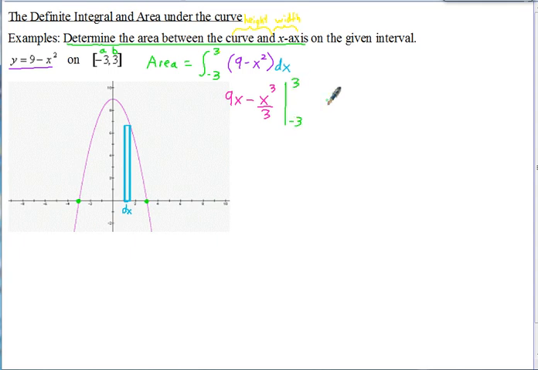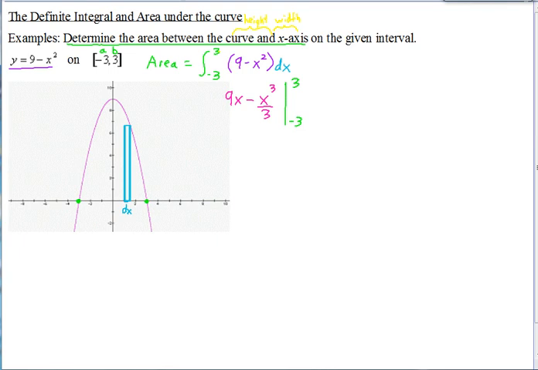That's the official notation. Now notice one thing we didn't put here that we always put on the indefinite integrals is that plus c. It's not wrong if you put it there, but I'll show you in just a little bit why it's not necessary to put it there on a definite integral.